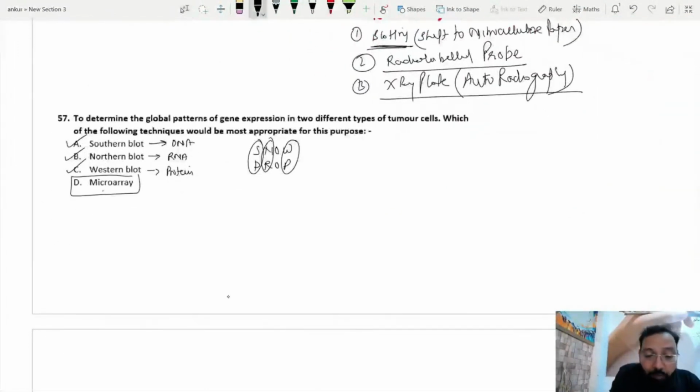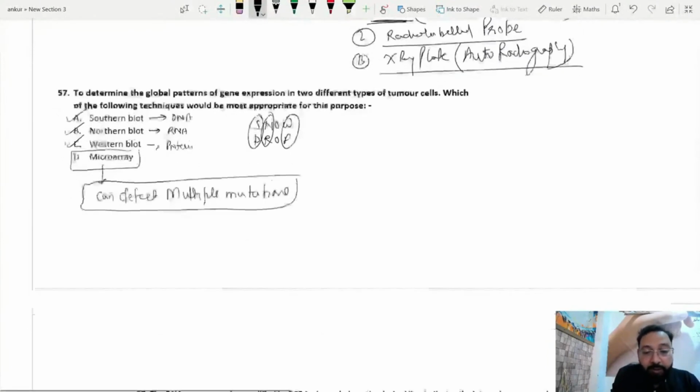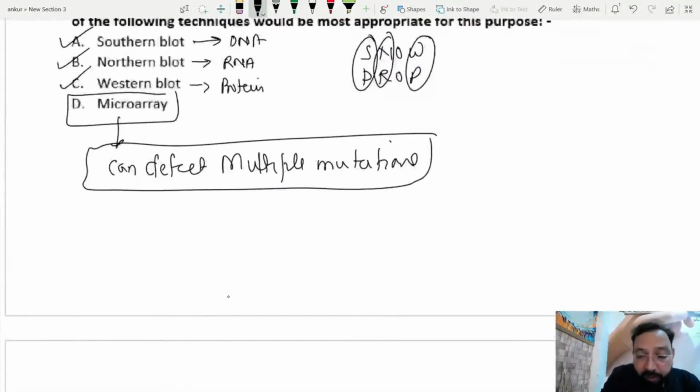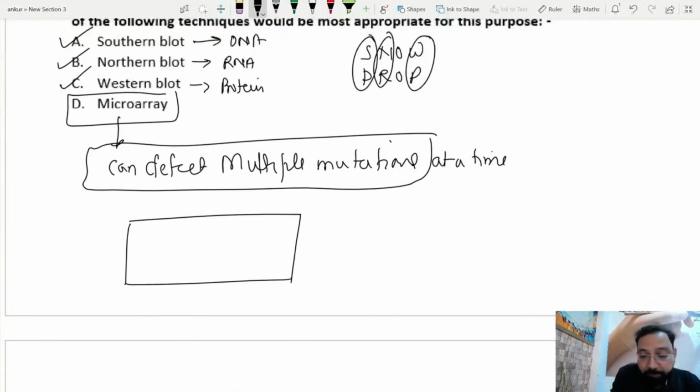Question: microarray can detect multiple mutations. Microarray can detect multiple mutations at a time. In microarray there is a DNA chip, just like a glass slide.